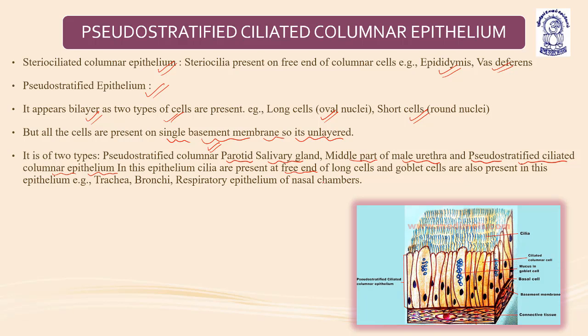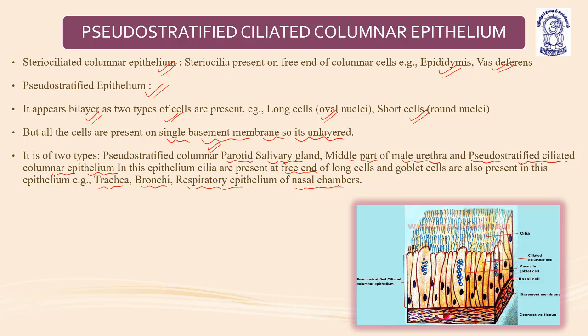ciliated columnar epithelium, pseudostratified, is present in the trachea, bronchi, and the respiratory epithelium of nasal chambers. So the pseudostratified columnar epithelium basically has two categories: the ciliated one and the non-ciliated one.